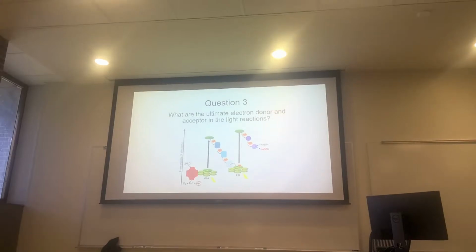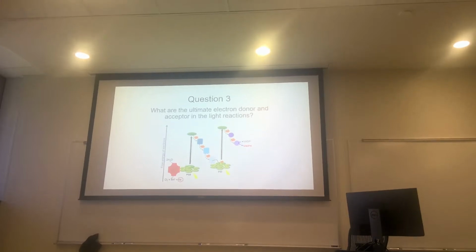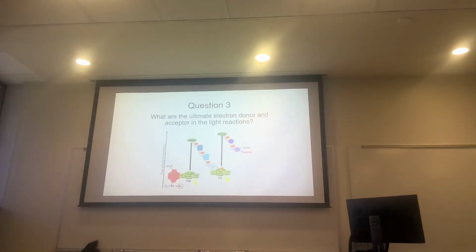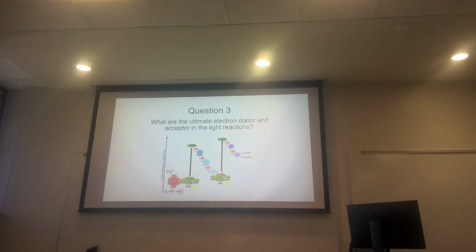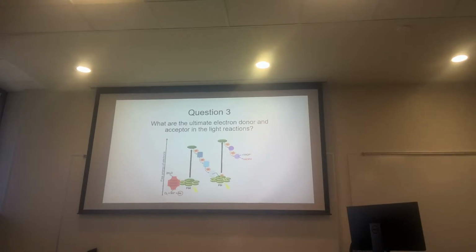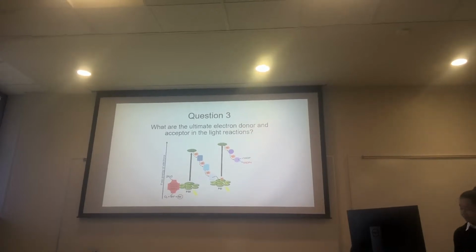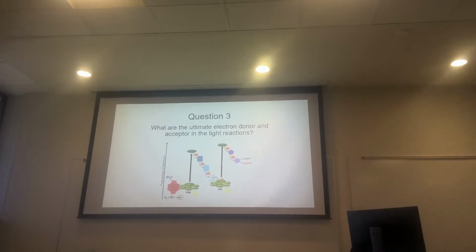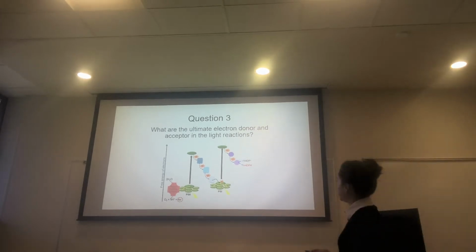So if I ask you, what are the ultimate electron donor and electron acceptor in the light reaction? The donor would be water, technically, and the acceptor would be NADP plus. So the electron donor is water, and the electron acceptor is NADP plus, which is going to become NADPH. Okay, so hopefully this summarizes the scheme of photosynthesis. It's the overall picture.